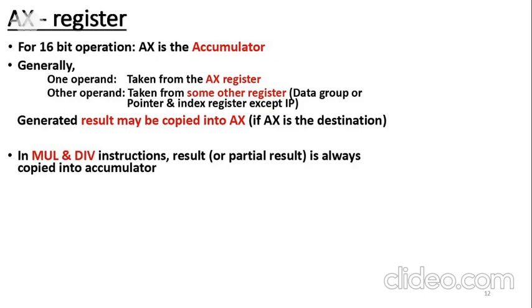The next function of the AX register is in multiplication and division instructions. Either the result or the partial result is always copied into the accumulator. It means that in generalized ALU operations, the result may be copied into the AX register, the accumulator, if it is the destination. But in case of multiplication and division, the result, either the full result or the partial result, is copied back into the accumulator.